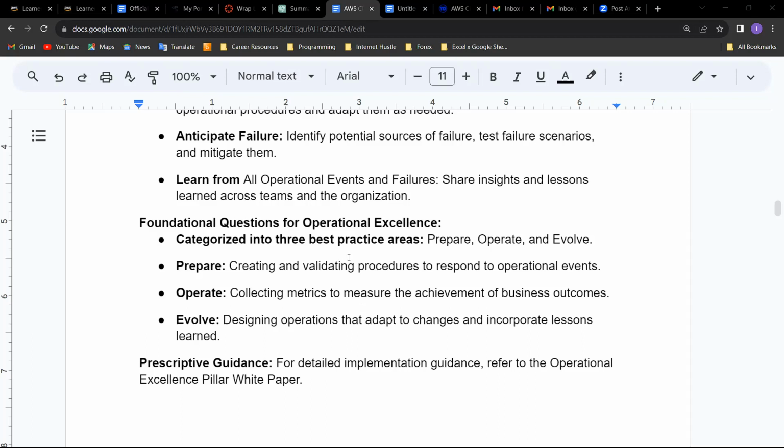Any question, feel free to ask before we move on to another thing. And yes, we can read more on the operational excellence white paper as far as the AWS Well-Architected Framework is concerned.